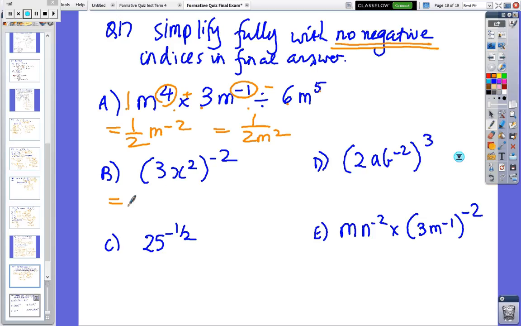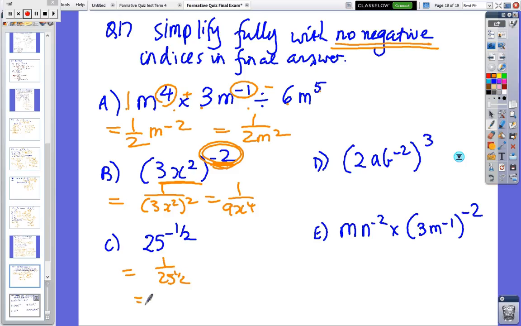Okay, this next one, flip it. That's a negative there, so flip it straight away. Don't change anything in here. All you're doing is changing that to a positive by flipping it on the bottom. So the answer is 1 over 9x^4. So negative indices are not negative numbers. Make sure there's no negatives anywhere. Okay, so this one here is 1 over 25 to the half, and 25 to the half means the square root of 25, which is 5. The answer is a fifth.